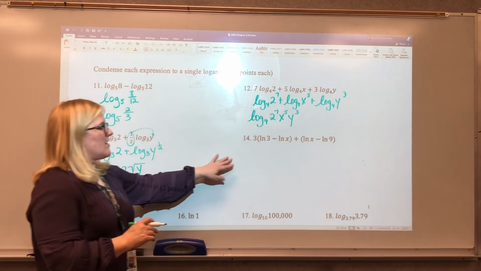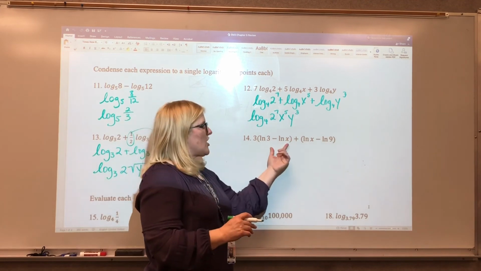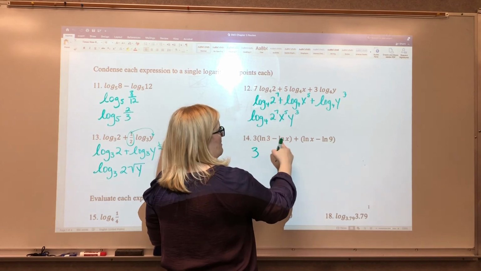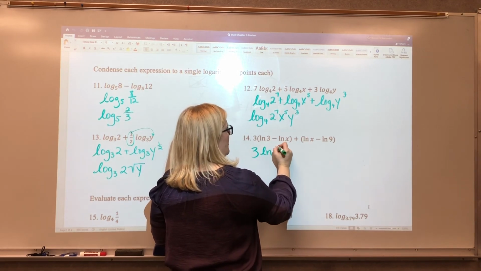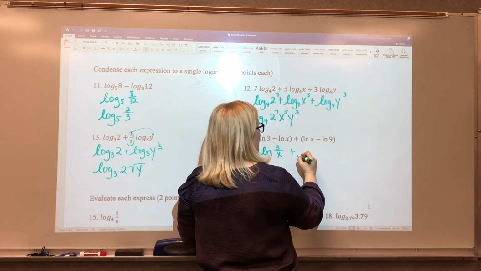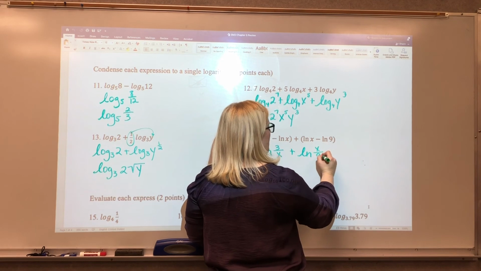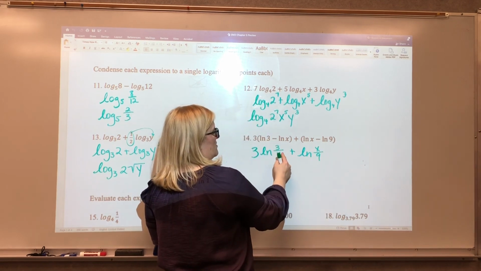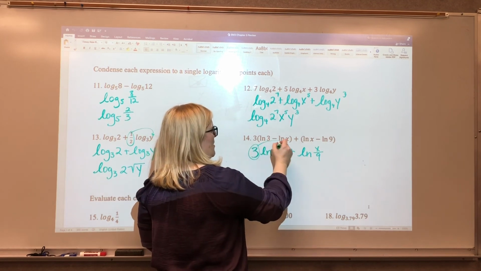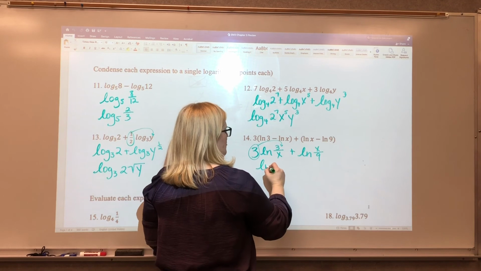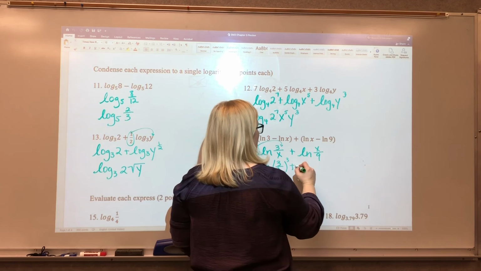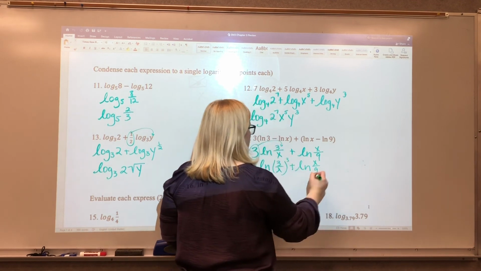Okay, last one over here. So this one's a little tricky. We got to start in the parentheses first. So I've got 3 times, okay, this is a division, natural log of 3 over x, plus the natural log of x over 9. So this became a division problem. Now, this is going to bump over, and I get natural log of 3 over x cubed plus the natural log of x over 9.